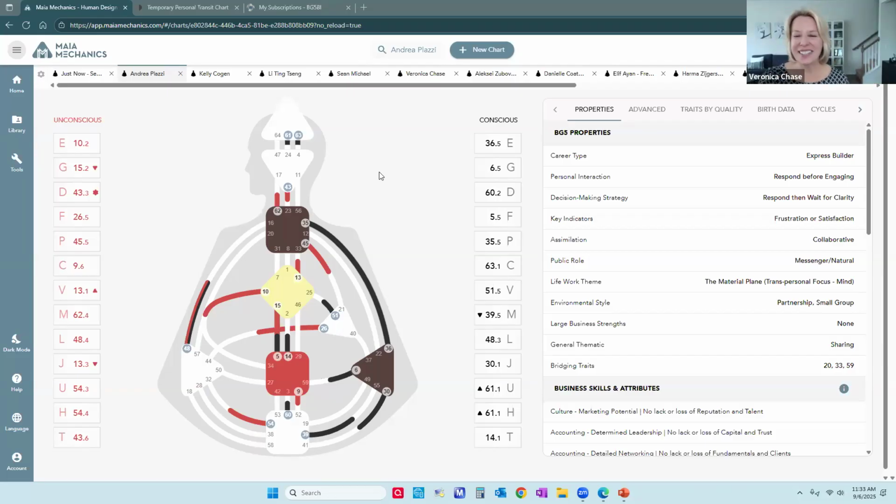Right. Well, it's interesting, right? And this is where, over time, as we keep exploring all these different layers of your design and others' designs, it's like, okay, Andrea is a 5/2. She's a natural messenger. So there's this component as well of the message that she's bringing about what needs to change and how to make progress towards this change.